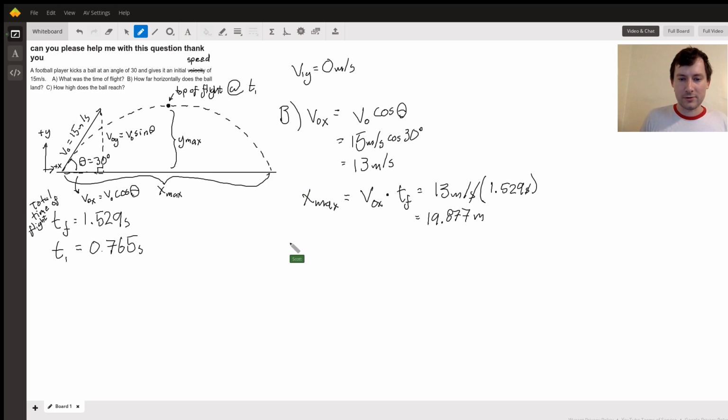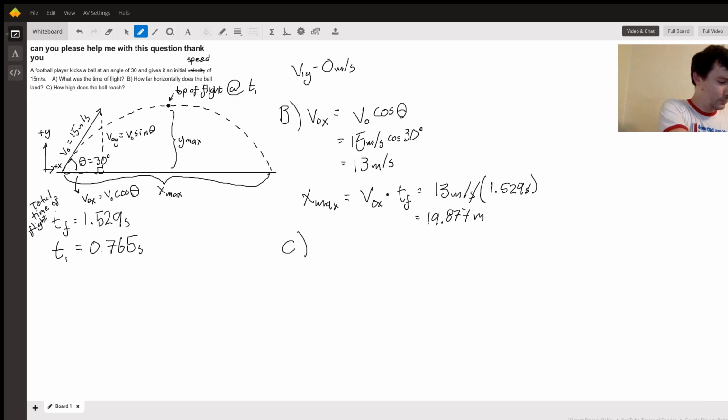And finally, part C, how high does the ball reach? Well, we can't do the same procedure that we did for part B, because we know that, in fact, the ball is accelerating vertically, meaning that the y component of its velocity is changing with respect to time. You can't just do v naught y times t1. That is not going to give you the right amount of time.